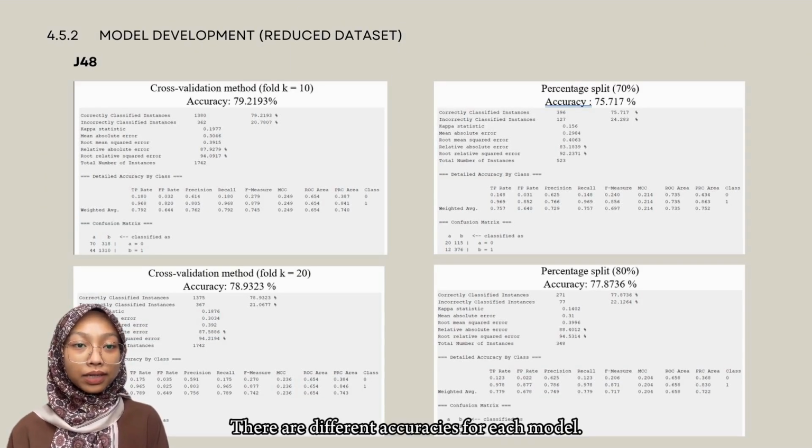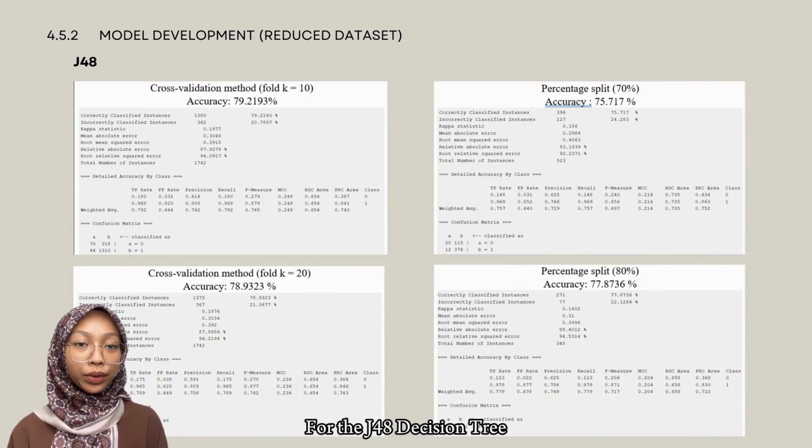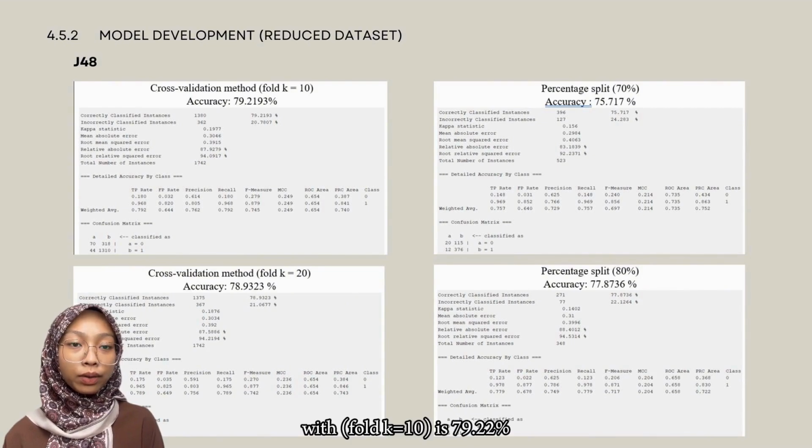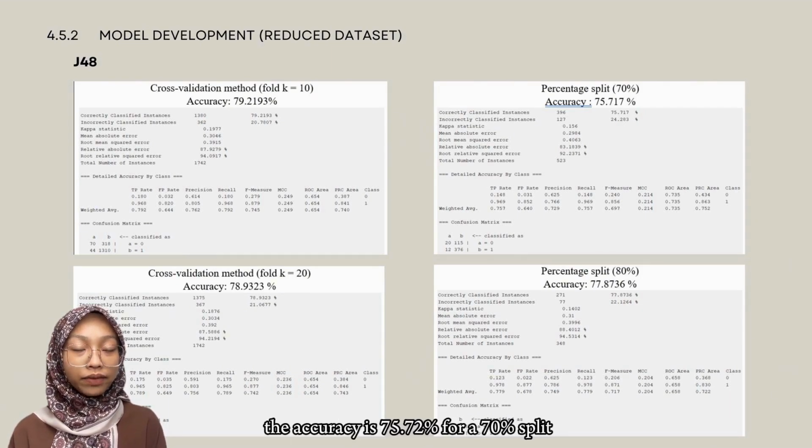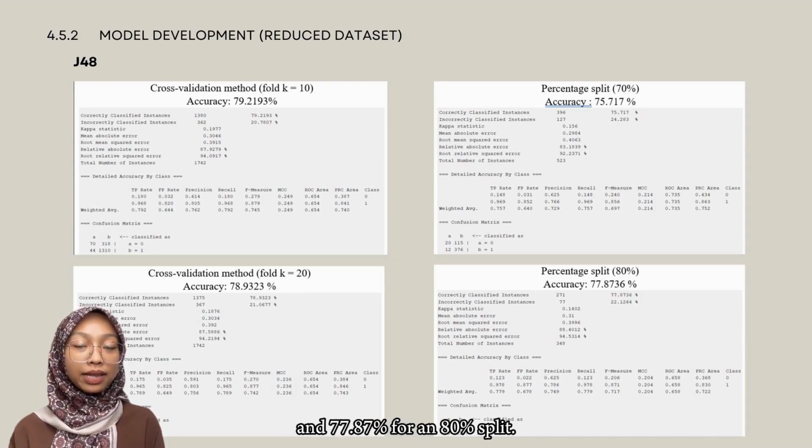There are different accuracies for each model. For the J48 decision tree model, the accuracy for cross-validation with fold k equals 10 is 79.22%, and for fold k equals 20, it is 70.93%. For the percentage split method, the accuracy is 75.72% for a 70% split and 77.87% for an 80% split.